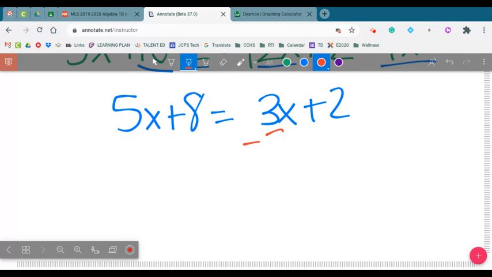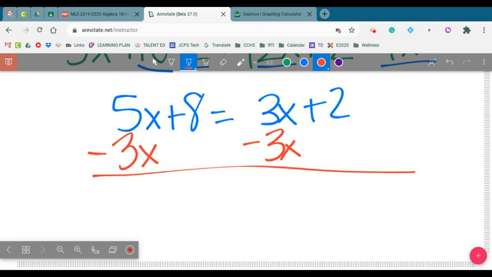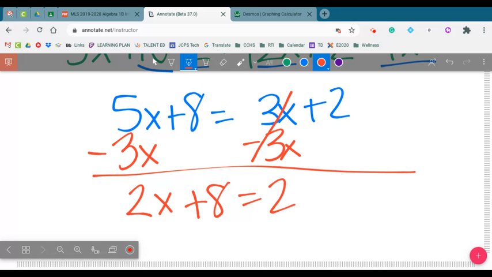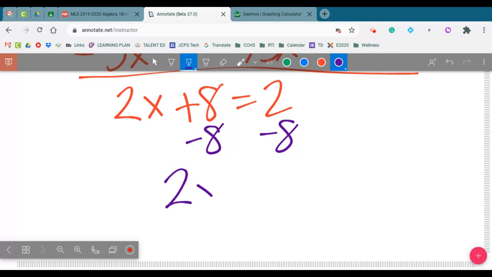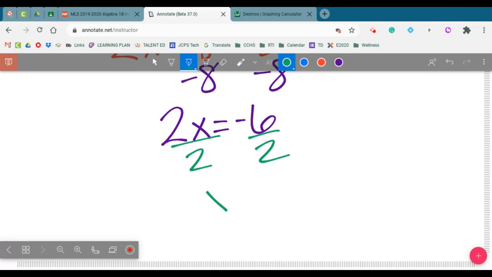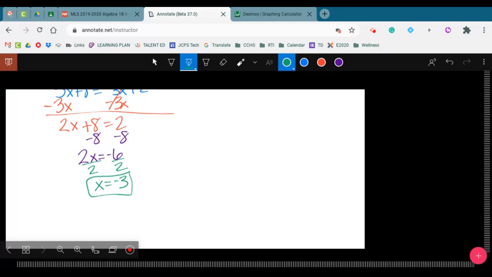Next step, move your variable. So I do the opposite of a positive 3x, so I subtract it. 5 minus 3 is going to give me 2x plus 8 equals 2. Next step, subtract 8. Subtract 8. You get 2x equals negative 6. And the last step is to divide by 2. So I get x equals negative 3. So this one only has one solution.